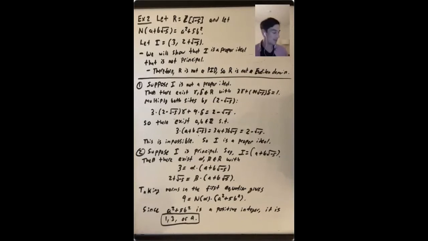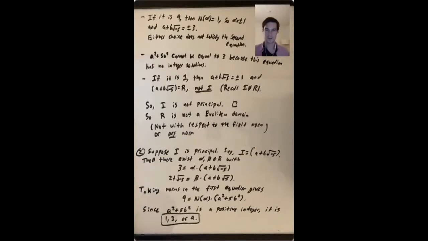So I'm going to pause and erase, and we'll see that each one of these cases leads to a problem. That no matter which one we try, we're going to get a contradiction somewhere. And in fact, that will show that I was not a principal ideal, that there's no choice of a and b that makes this work. Let's finish this proof that I is not a principal ideal.